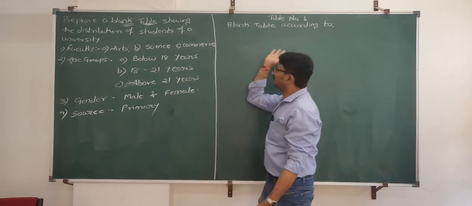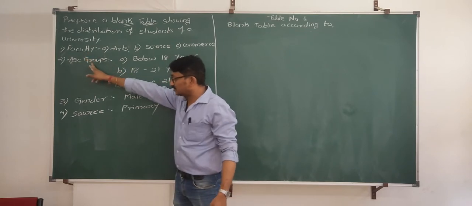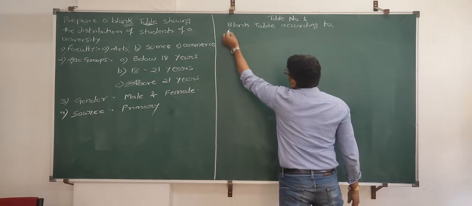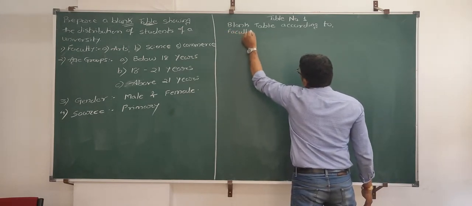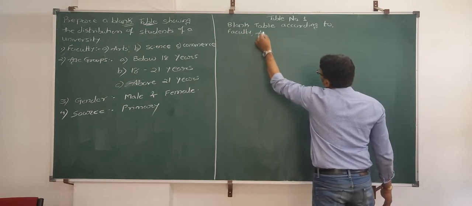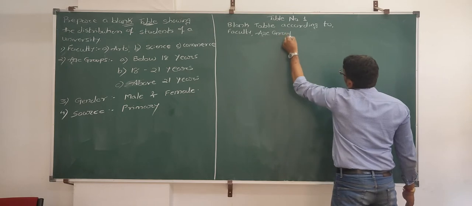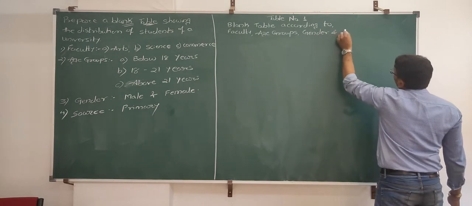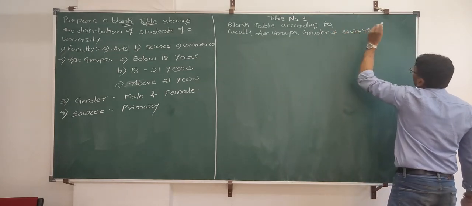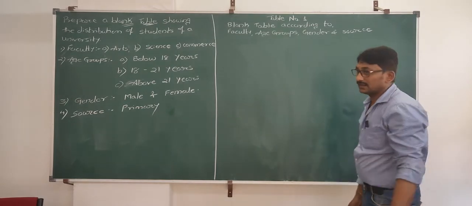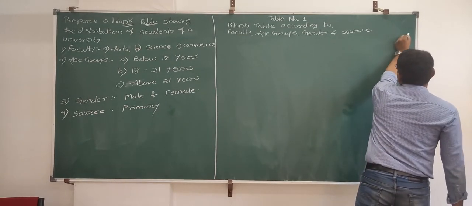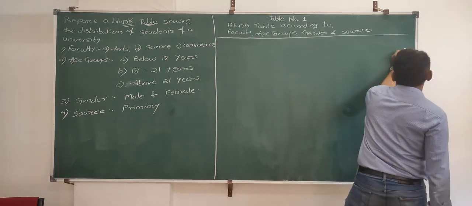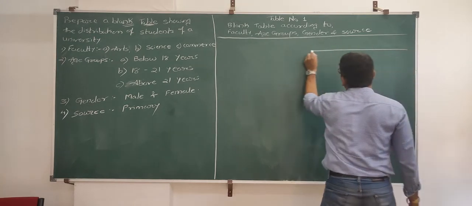Now this blank table we are going to prepare based on what information? We have to prepare this based on faculty, based on age group, based on gender and source. So those headings we have to write below. According to faculty, only headings, age groups, comma, gender and source. Now we have to go for the table. I will prepare the table first, then I will explain all the components to you. Keep 2 lines spacing over here.